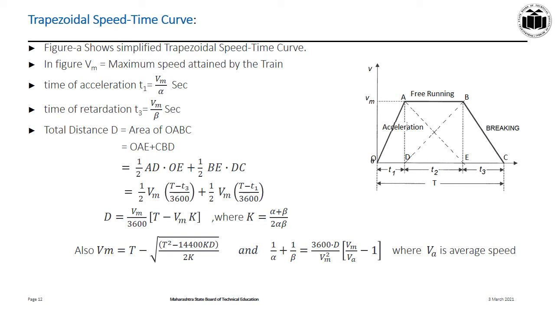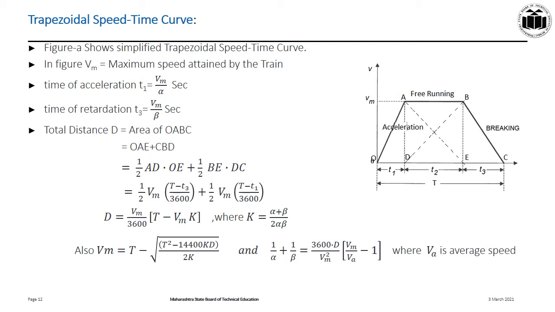Acceleration time T1 is calculated by Vm upon alpha, that is maximum speed divided by acceleration. Retardation time T3 is calculated by Vm upon beta, that is maximum speed divided by retardation. The total distance travelled by the train is calculated by area of the trapezoidal curve OABC, which is equal to the addition of the two triangles, that is OAE plus CBD.